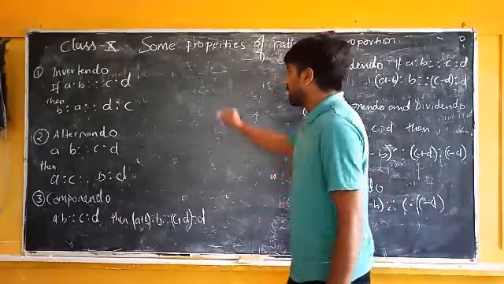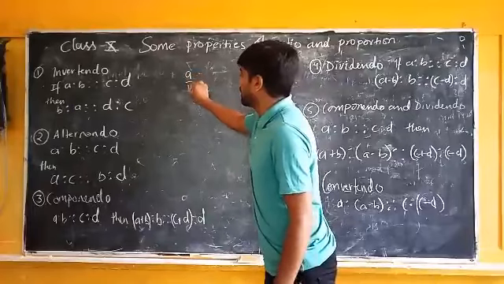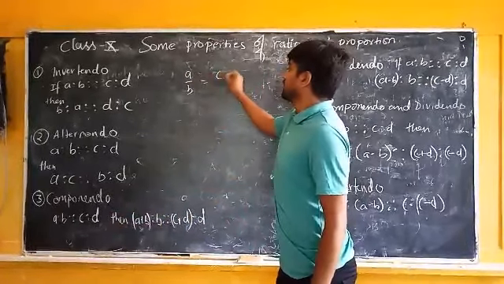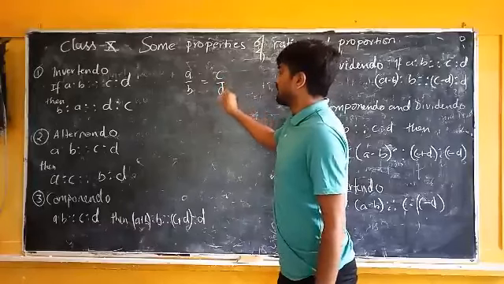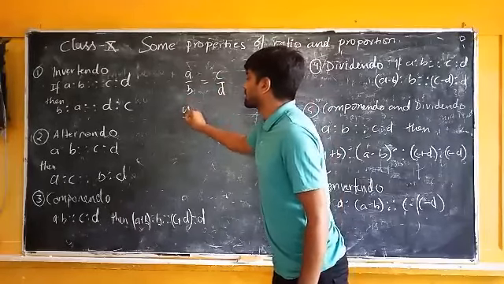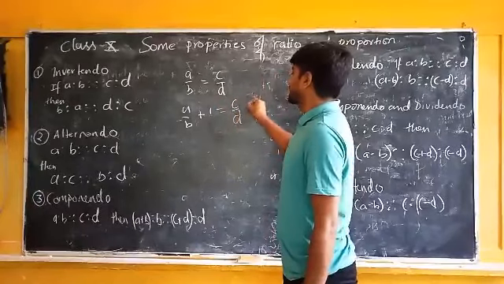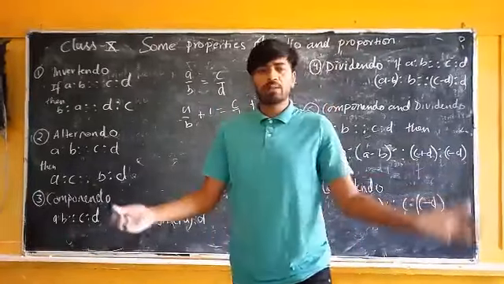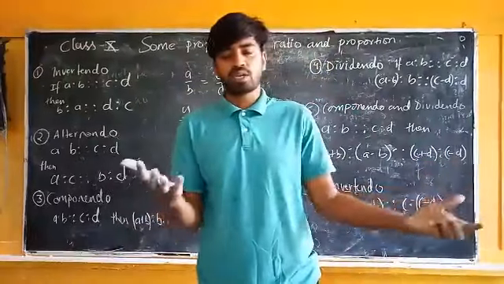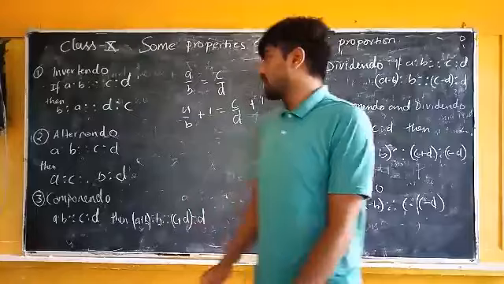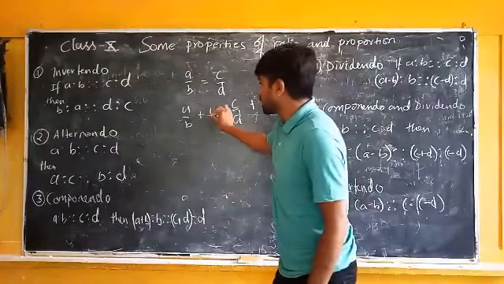So A upon B equals C upon D, if this is given, and I add 1 on both sides. It's a simple thing: I can't add 1 on one side only because it's an equation, I need to keep it balanced. So if I am adding 1 on this side, I have to add 1 on this side also. So if I take out the LCM for this, what is the LCM? B.